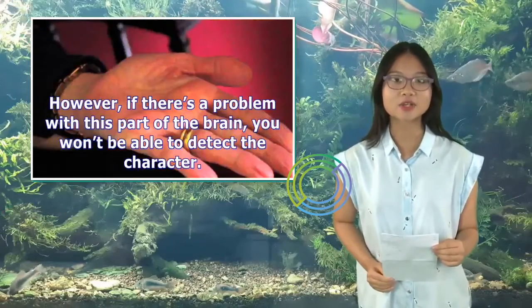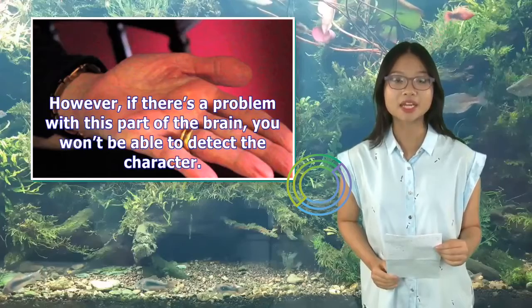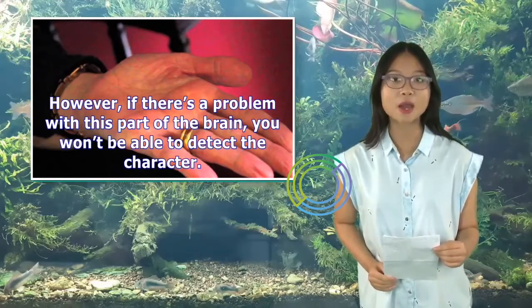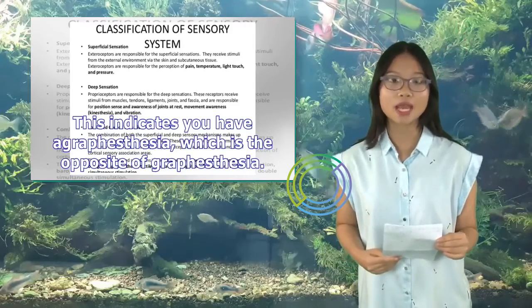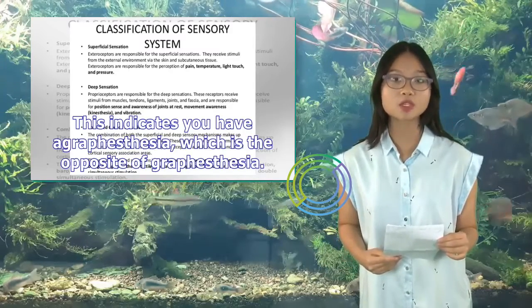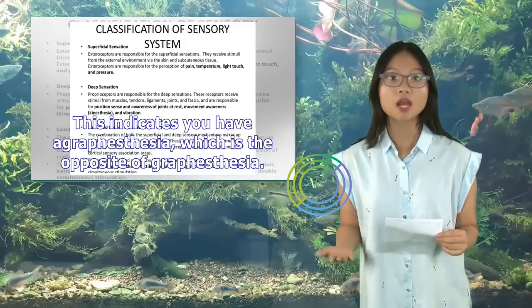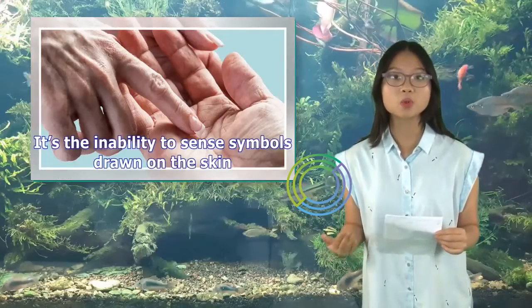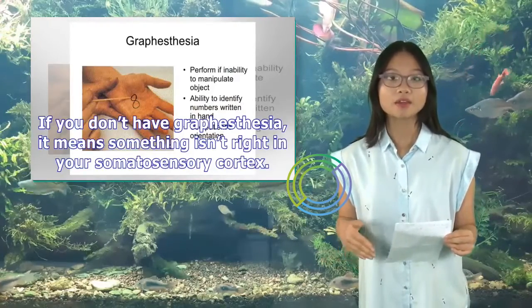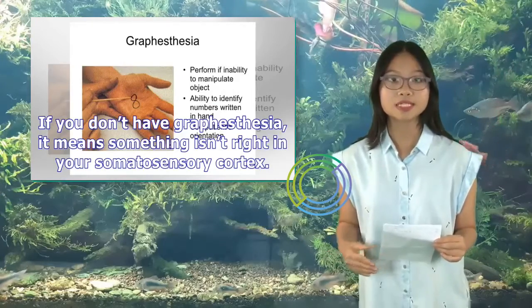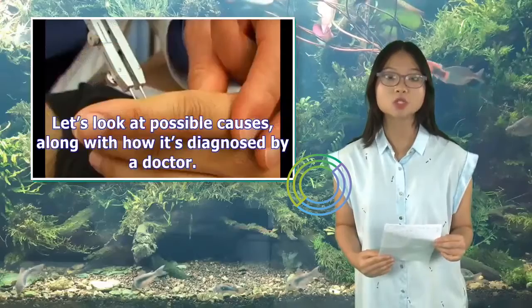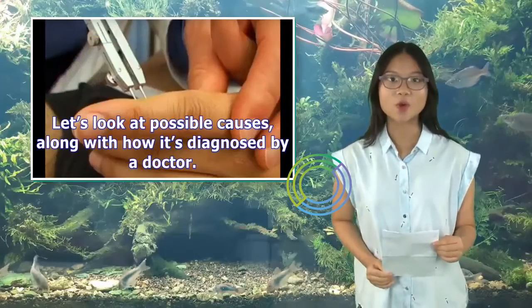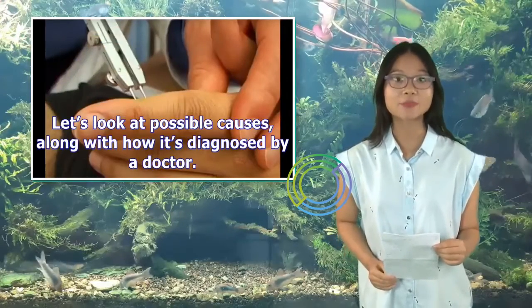However, if there's a problem with this part of the brain, you won't be able to detect the character. This indicates you have agraphesthesia, which is the opposite of graphesthesia. It's the inability to sense symbols drawn on the skin. If you don't have graphesthesia, it means something isn't right in your somatosensory cortex. Let's look at possible causes, along with how it's diagnosed by a doctor.